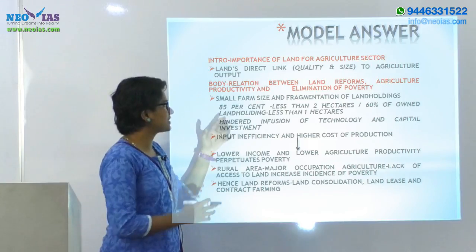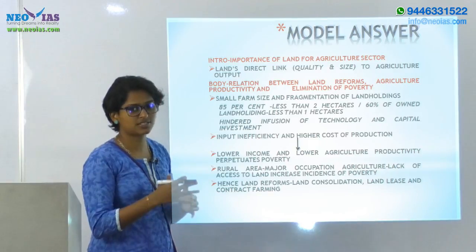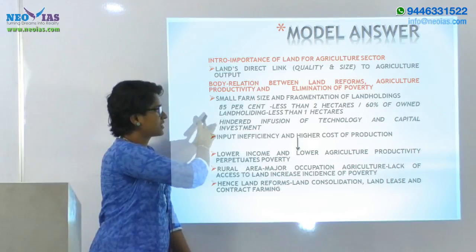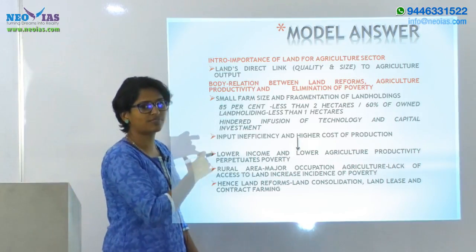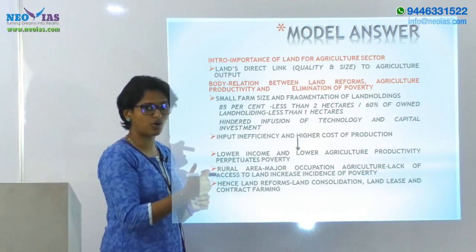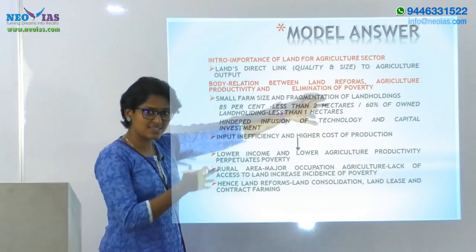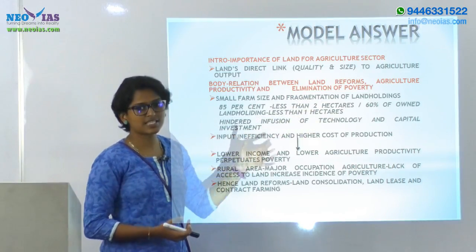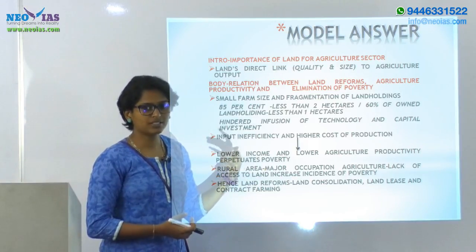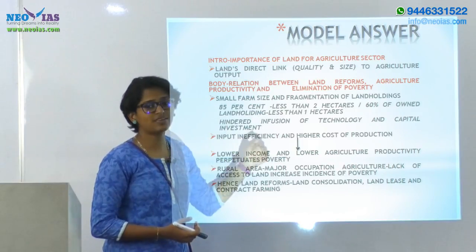To validate the problem of small farm size and fragmented land holdings, we can bring in the fact that 85% of the total land holdings belong to people who own less than 2 hectares of land. Or else you can bring in the fact that 60% of the total land holdings are owned by people who have land that is less than 1 hectare.